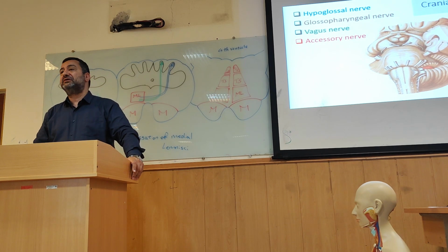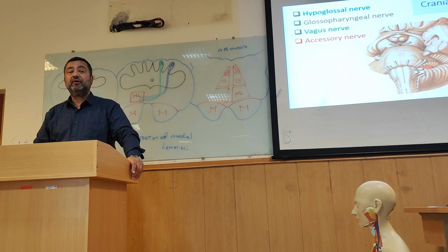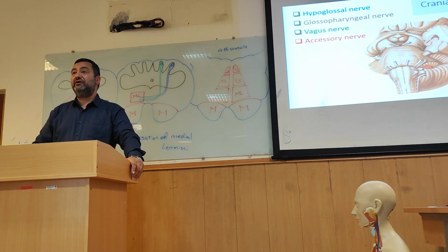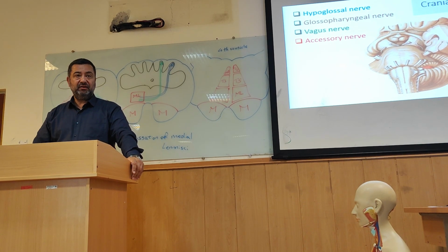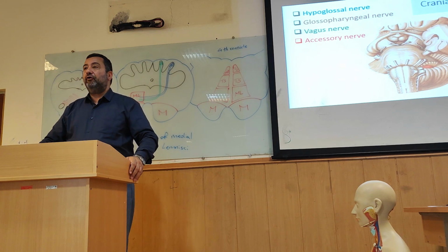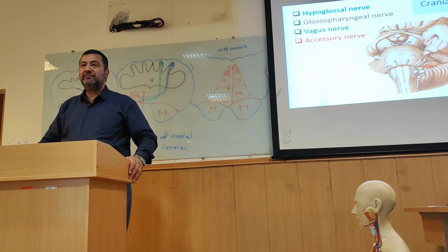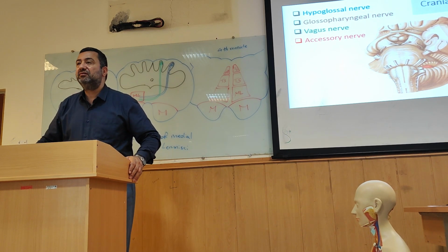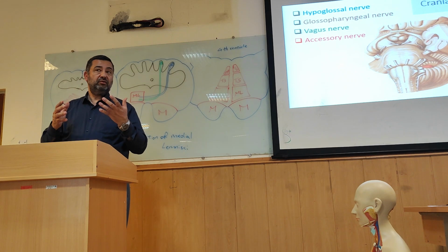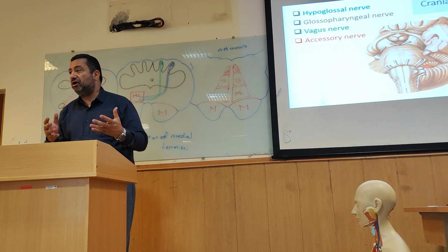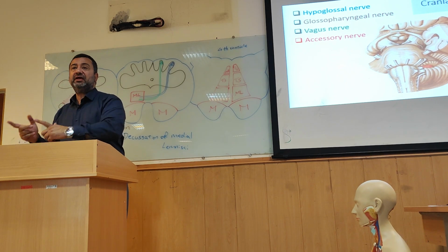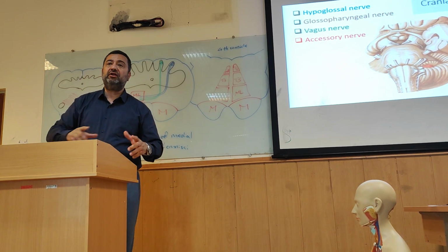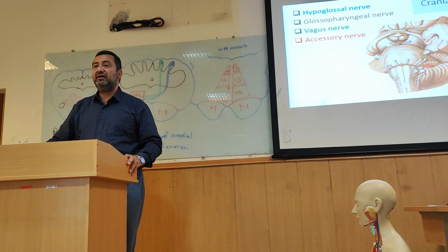Innervation of medial rectus muscle is by oculomotor nerve. Oculomotor nerve is cranial nerve number 3. Okay? For this movement, I need collaboration of cranial nerve number 3 on the right side with cranial nerve number 6 on the left side.